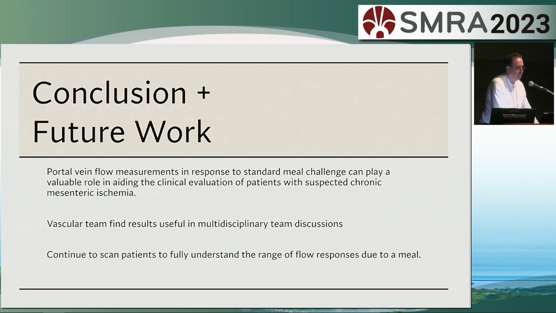So we're finding this a really useful investigation in our vascular multidisciplinary team meeting, where a lot of these patients are sent with a question of mesenteric angina, because this has been found incidentally when the patients had a CT scan, and it's sometimes unclear as to whether these patients really have mesenteric disease.